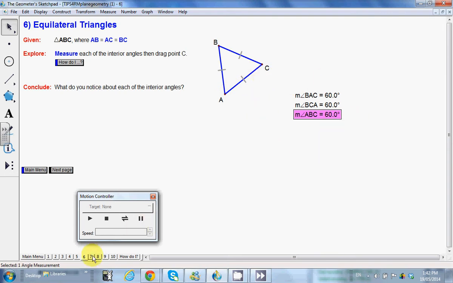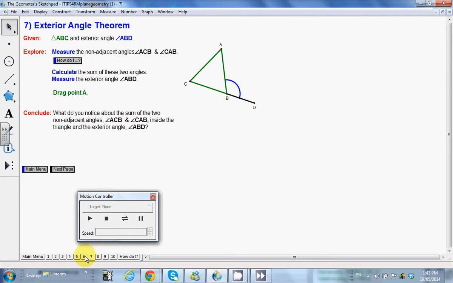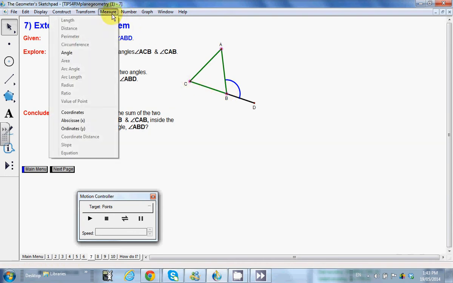Okay, moving on to number 7. So now we're going to investigate the angles inside. Actually, I believe I have a little tutorial on this later on in Unit 6. But we're going to look at angle A and angle C compared to the exterior angle here, ABD. So let's go ahead and measure these. Starting with angle C, click on ACB. Again, you have to make sure that the angle C is the one in the middle. So again, measure the angle.